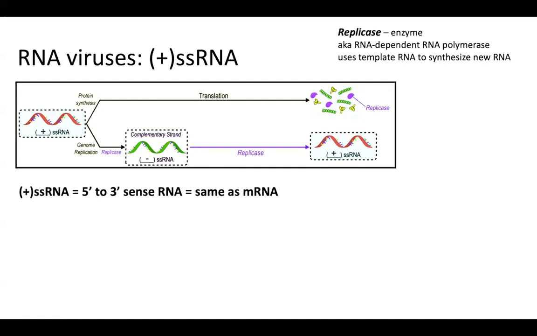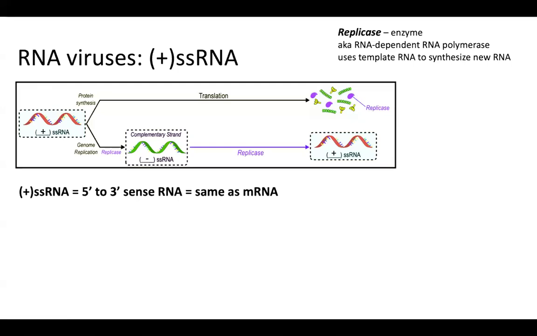In this case, one of the first proteins it's going to make is the viral RNA-dependent RNA polymerase, also known as replicase. It's an RNA polymerase, meaning it's going to build an RNA strand. It's RNA dependent, which means it's using RNA as its template. Animal cells don't have this enzyme, so any positive sense single-strand RNA viruses are going to need to have a replicase gene on them.